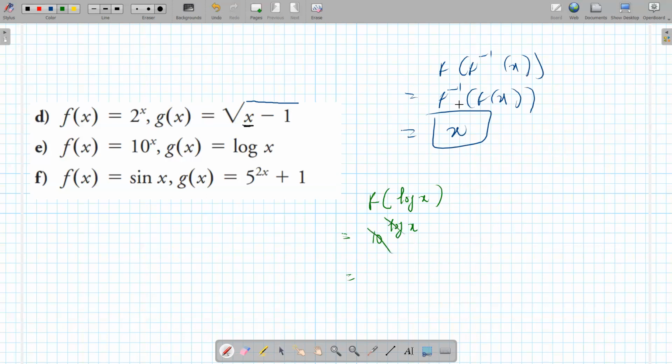These two cancel each other out because they're inverses. 10 to the power x and log x are inverses. So you're simply left with an x. Same thing if you do it the other way around.